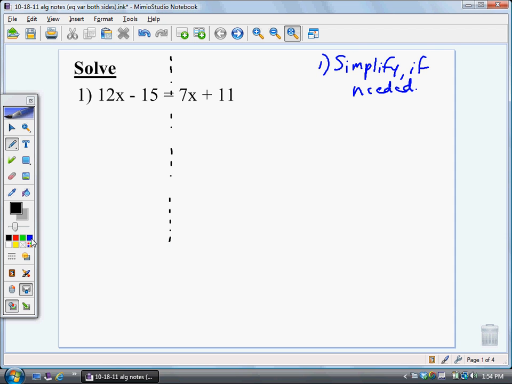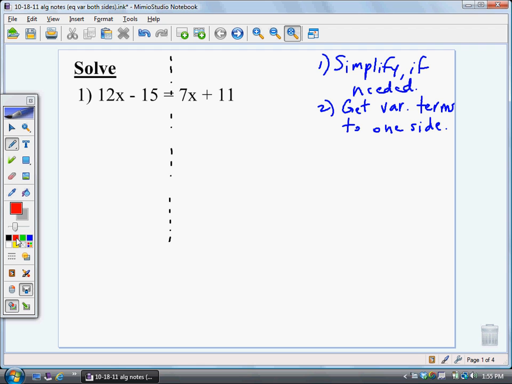So the second step is where things are different, and this is where you have to get all variable terms to one side. And so in this problem, I have a 12x on the left and I have a 7x on the right. My suggestion is always to move the term that is the smallest. And in this case, of my two variable terms, 7x is smaller than 12x.